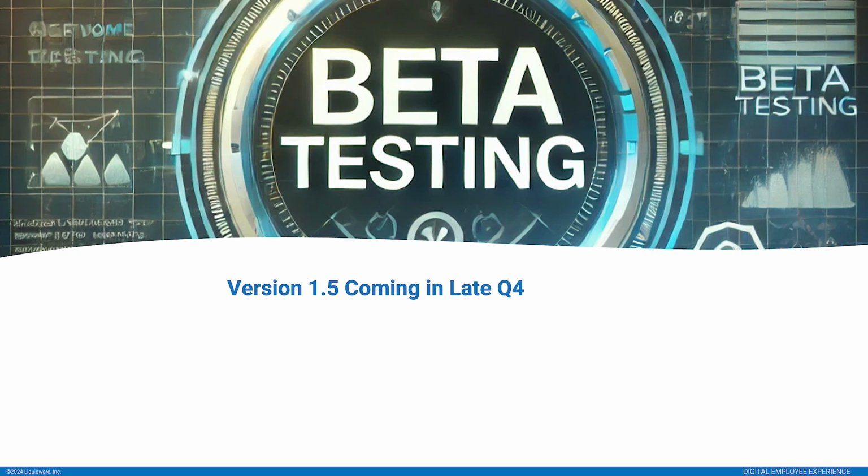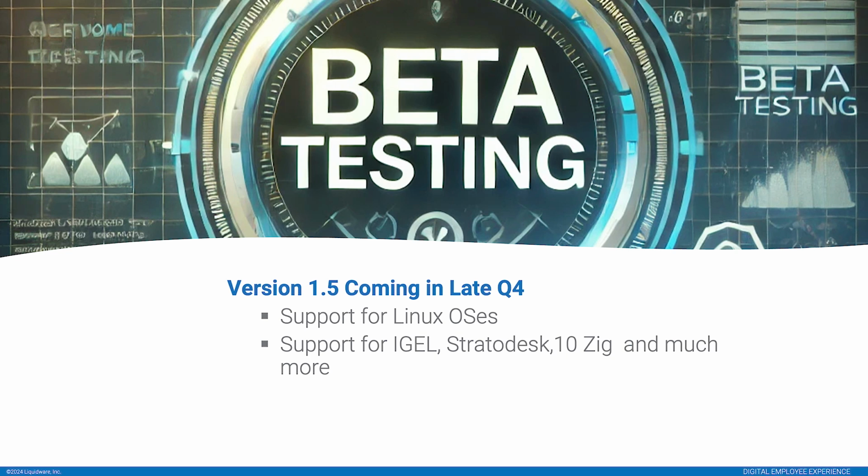What I wanted to talk about now is what Jack hinted at. Currently we're on version 1.1. 1.5 is coming in late Q4. At the moment we have Windows and Mac support. Well, that's about to change. We're bringing in more support for Linux OSs, but we're also bringing in support for IGEL, Stratodesk, Tenzig, and much more as well. If you want to get involved for any of these platforms, you can contact us to get on the beta test for our version 1.4. That's really exciting because we're expanding.